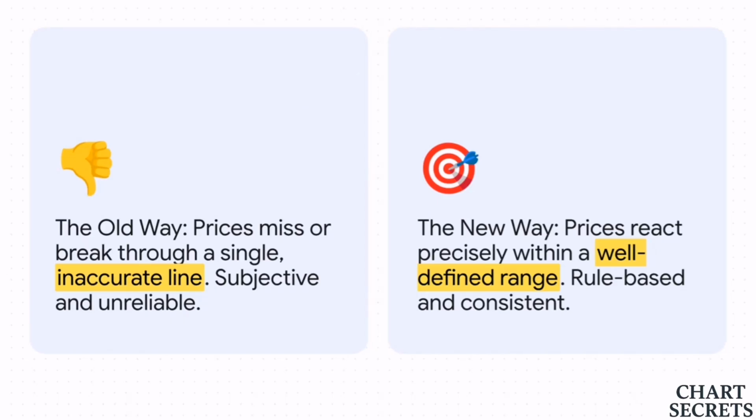So this is the big shift in thinking we need to make. The old way, using a single subjective line, is just not reliable. The professional way is to think in zones. Instead of guessing one specific price, we're going to define a high probability area where the market is likely to react. And I'm going to show you a clear, totally mechanical way to define these zones every single time.